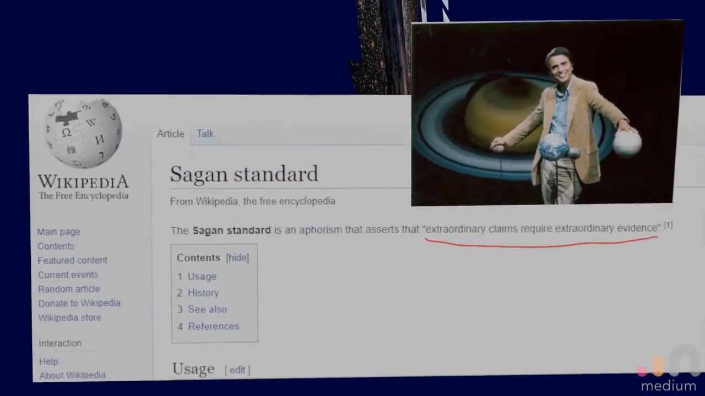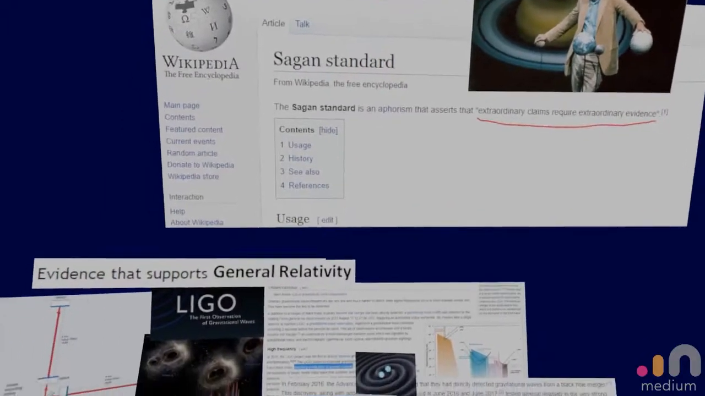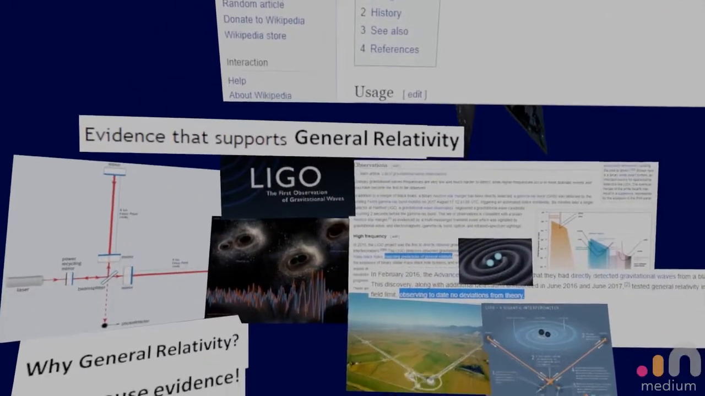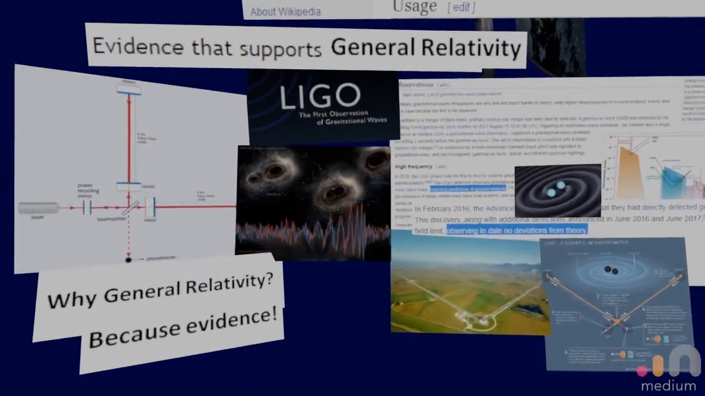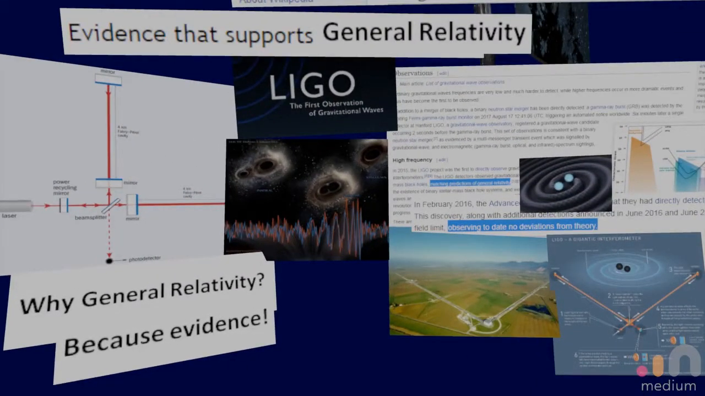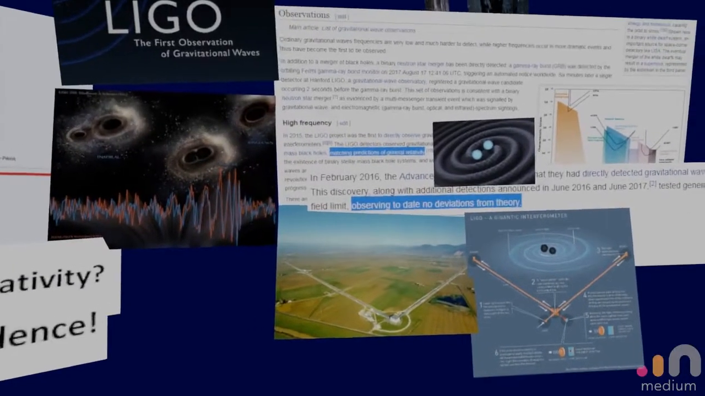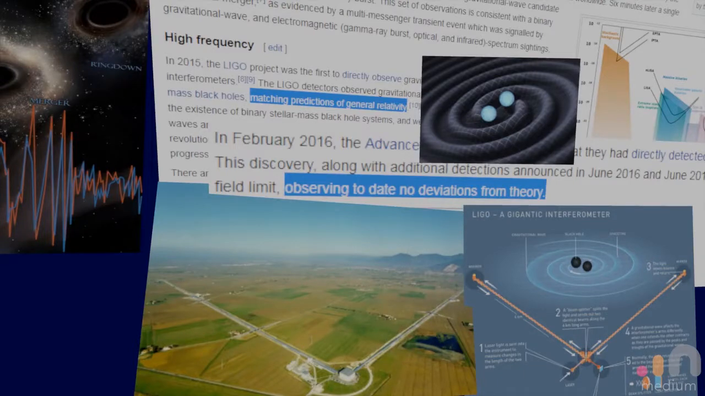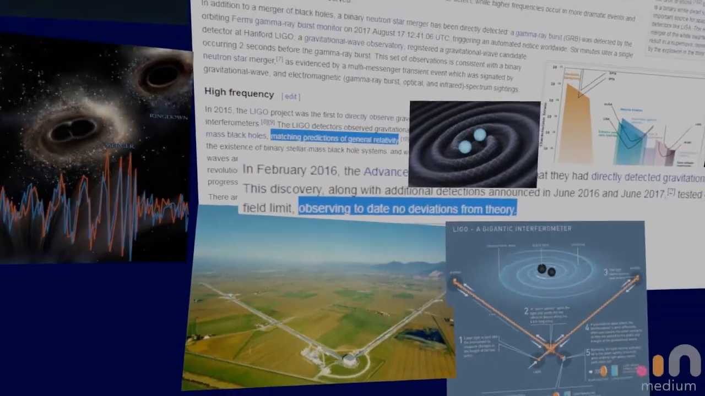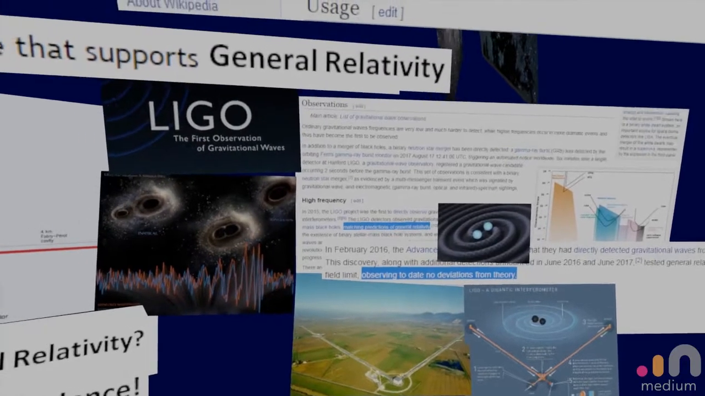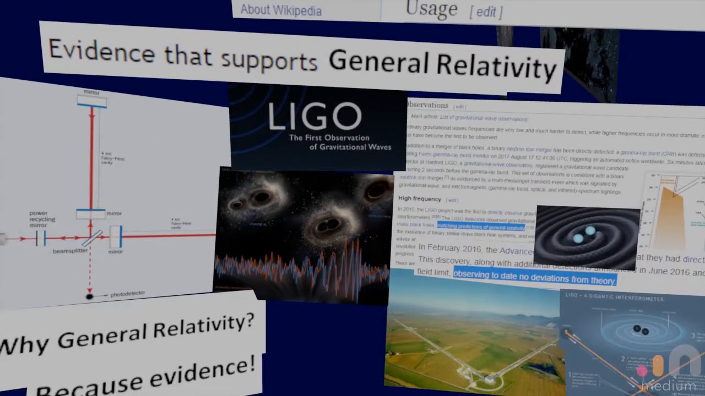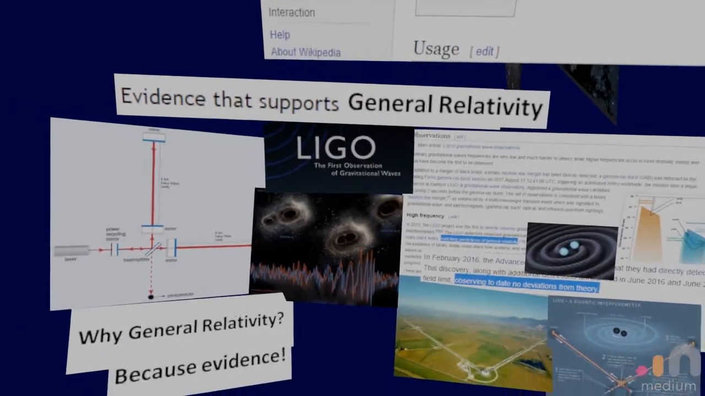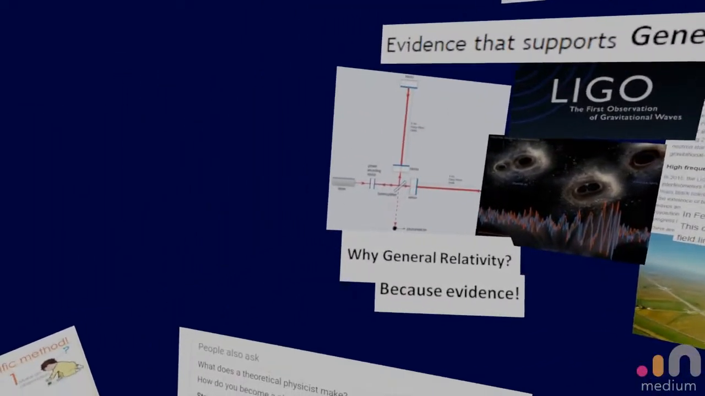Well, how about this for some evidence? In 2015, the LIGO project was the first to directly observe gravitational waves using laser interferometers, matching predictions of general relativity. Observing to date no deviations from theory. So LIGO is not the first, it's actually the last in a long line of evidence we've found that supports general relativity. Well, that's cool, we have some evidence. What does evidence have to do with science? And that brings us to the scientific method.